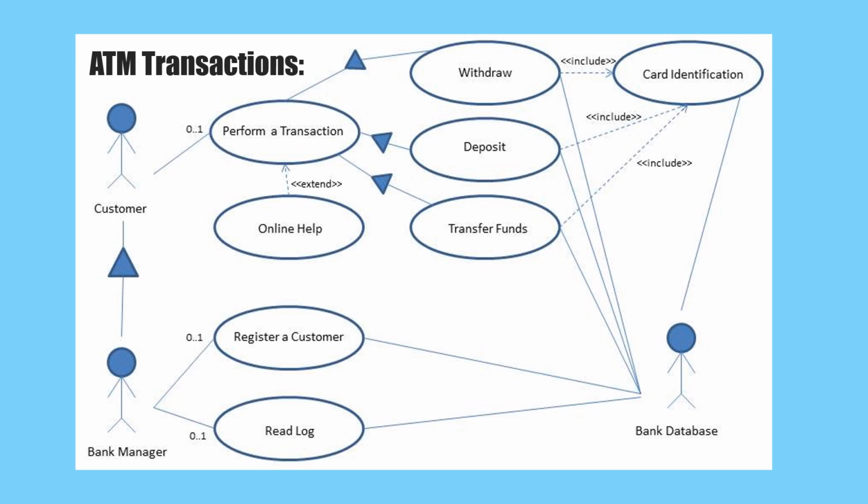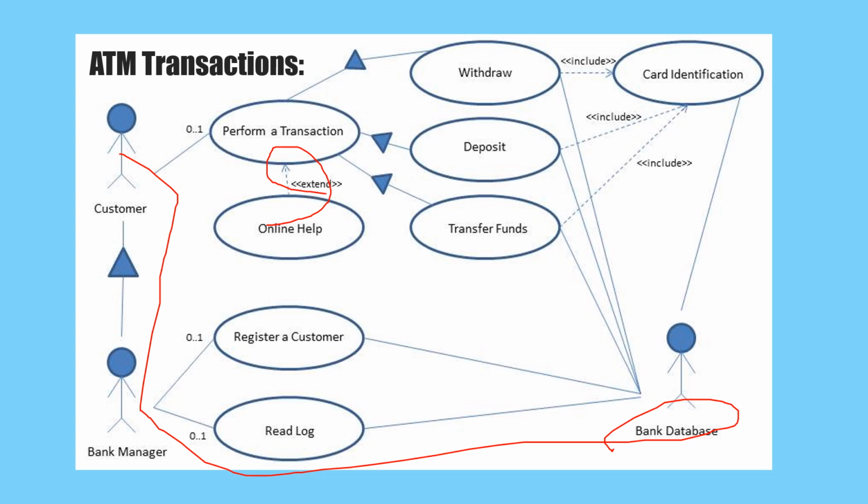Here again is an ATM transaction, simple. You can see online help is extended, which we already discussed, and there are three actors: customer, manager, bank manager, and then the database. And for the include example, we can see withdraw, deposit, and transfer funds are all related to card identification. Obviously, if the card identification is there, then they can buy things or draw money from their accounts.